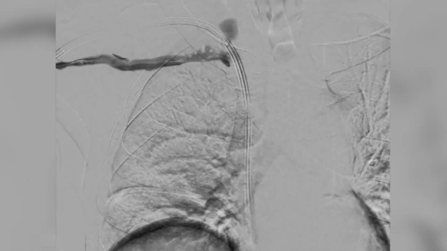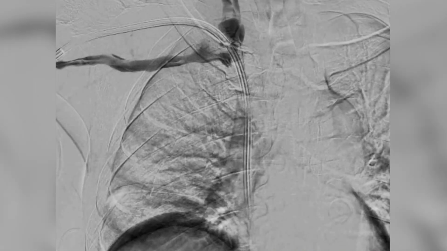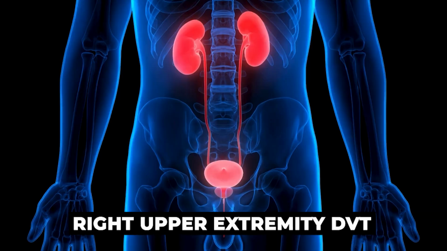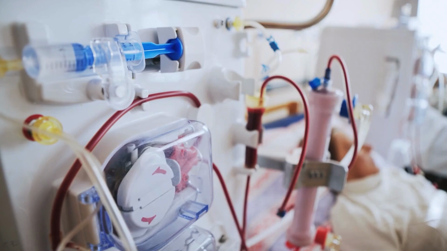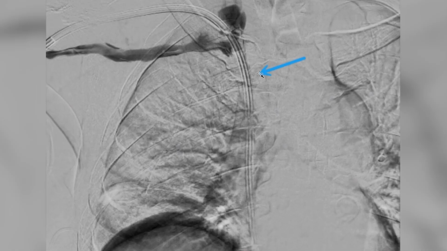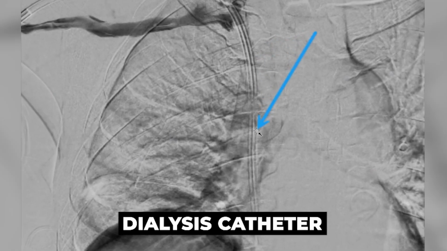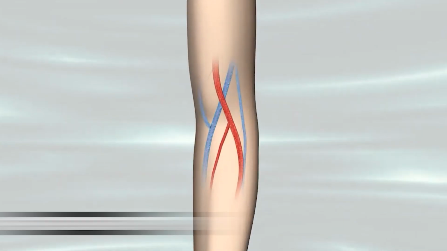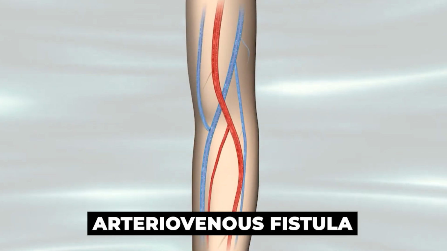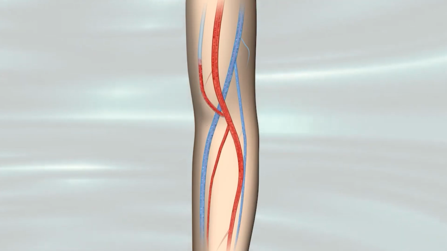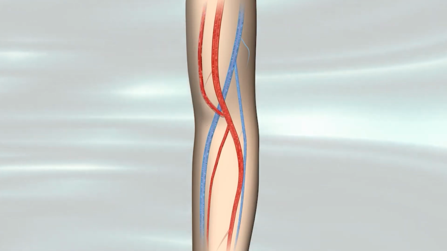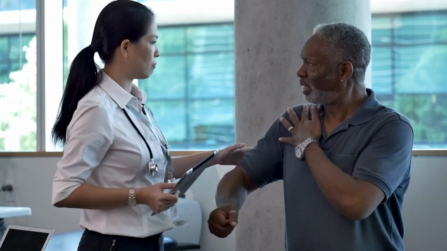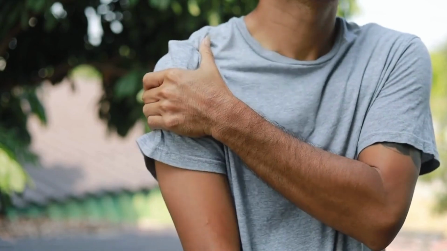This is a great case example to show how we treat right upper extremity DVT. This is a patient with renal failure who is undergoing dialysis, and he's currently dialyzing through a dialysis catheter, as you can see in this image. He also has a left upper extremity arteriovenous fistula that is not mature yet and is not being used yet. He was admitted to the ER with a massive right upper extremity swelling.